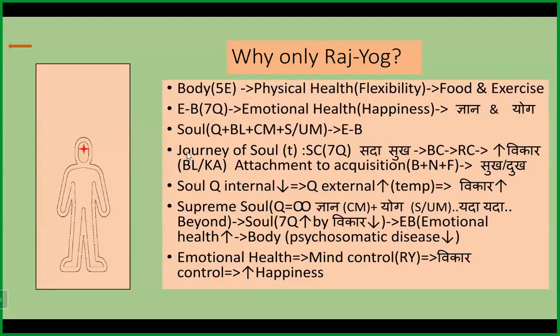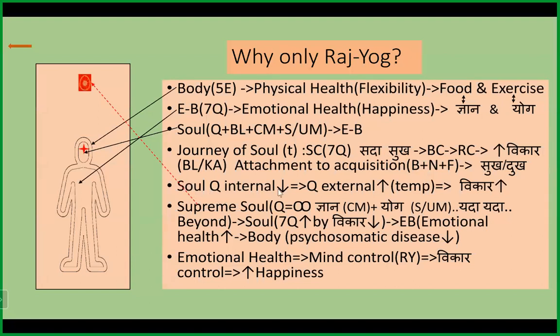Then definitely the Rajyoga concept: the body, this energy body, which is food and exercise. And this is the soul, with the black layer of the conscious mind and subconscious mind, that generates the energy body. And the journey of the soul: during the journey, the seven qualities from soul conscious, the good body conscious becomes role conscious, and then vikar is generated because of attachments, acquisition, body, name, fame, and that is what generates sukh.